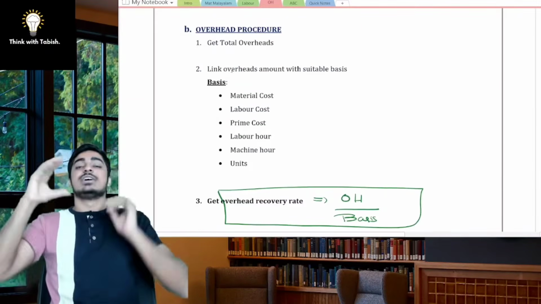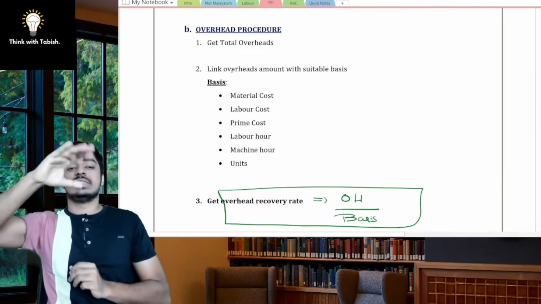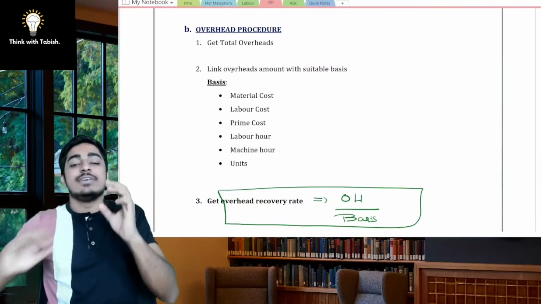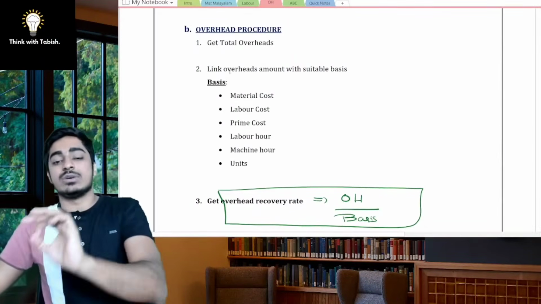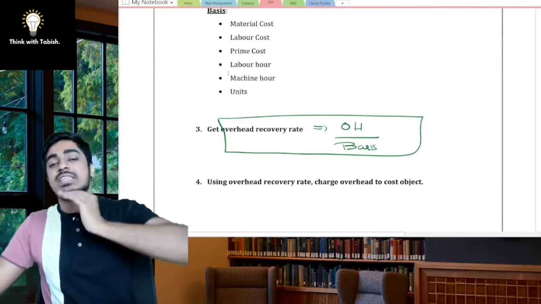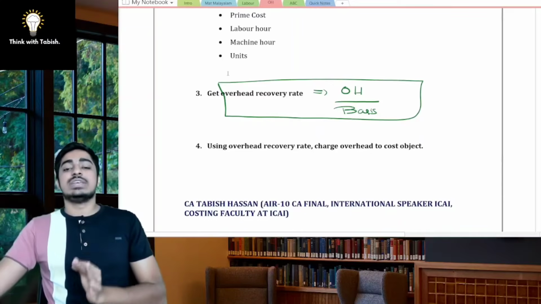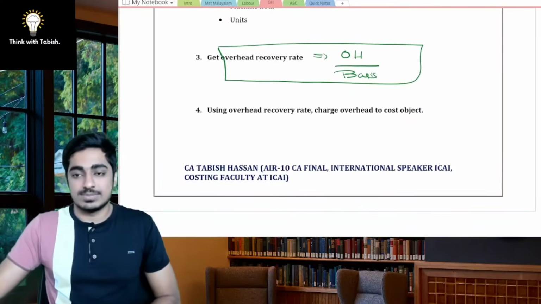What is the procedure? First, we get the total overhead. Then we take the overhead and link it with a certain basis. When we link it, we get the overhead recovery rate. What is overhead recovery rate? It is nothing but overhead divided by basis. And using the recovery rate, we charge overhead to the cost object.